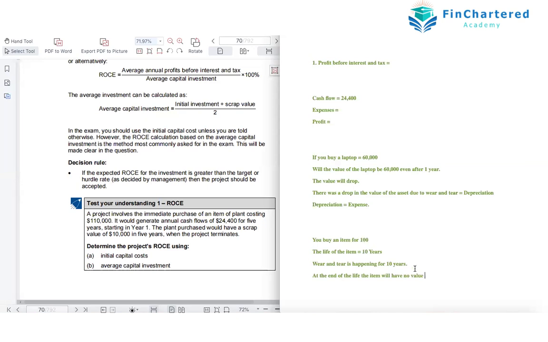So if the wear and tear is happening for 10 years, and the value of the item is 100, the wear and tear or depreciation is happening for 10 years. So the yearly wear and tear will be 100 divided by 10, which is 10. So the yearly depreciation is 10, which, as Osama mentioned, is done in FR in a lot more detail. So the yearly depreciation is 10.